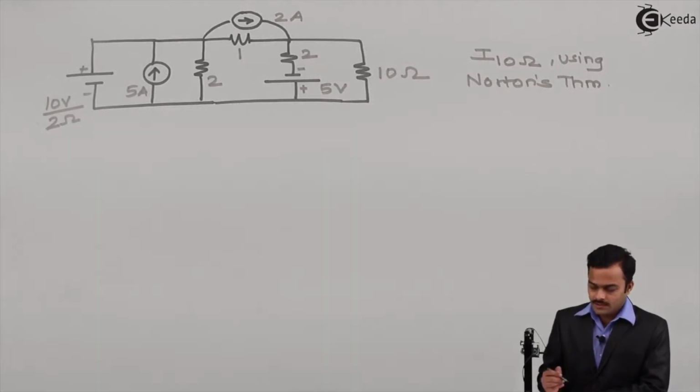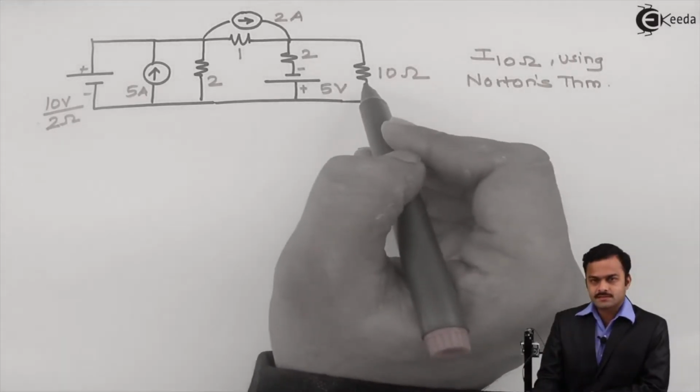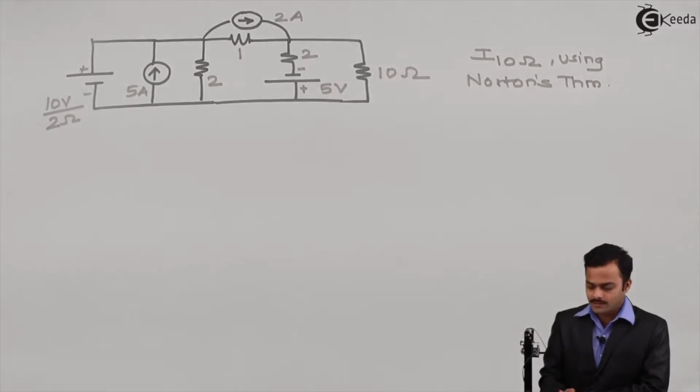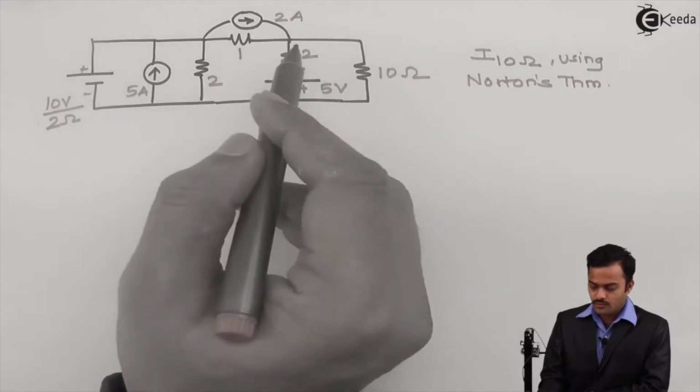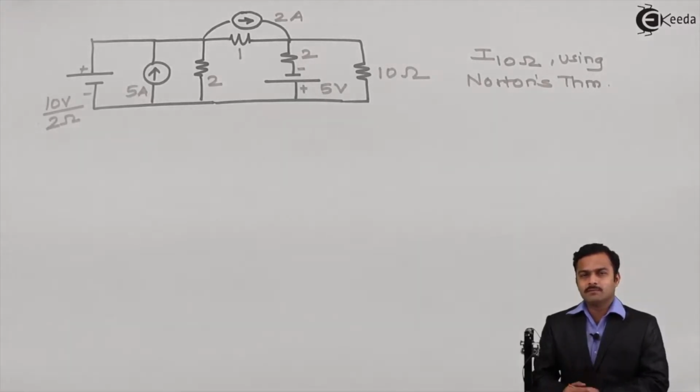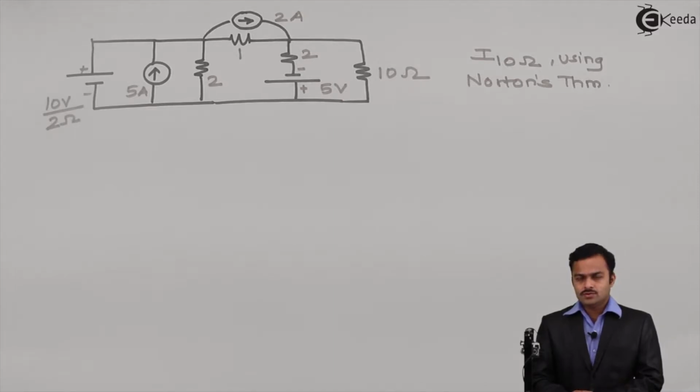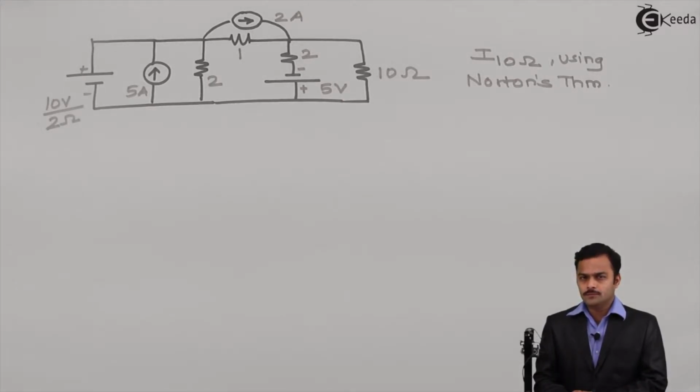Second thing, if I short circuit this at the time of finding out IN, I am getting so many loops: 1, 2, 3, 4, 5. So analysis will become a bit difficult. So what we need to do? We have to reduce the number of loops.